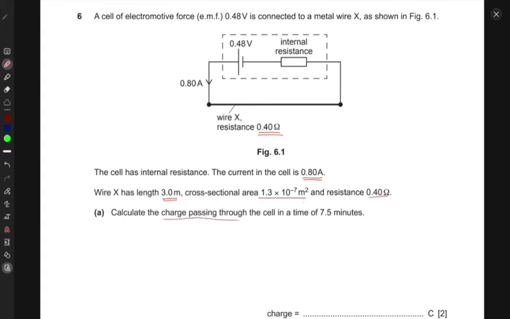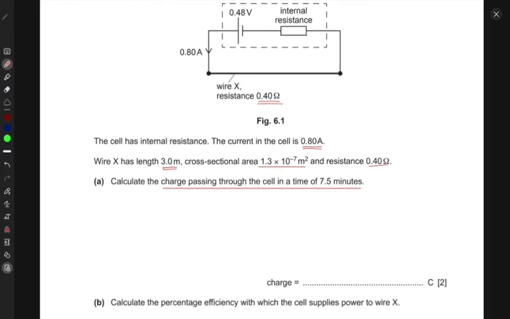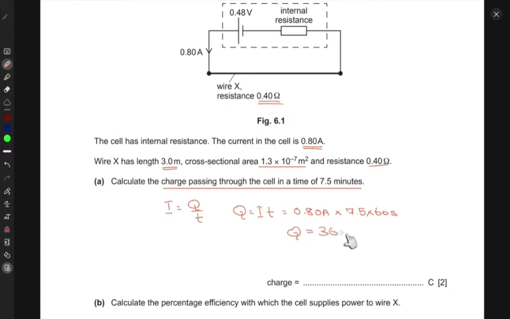We are required to first compute the charge that passes through the cell in the time of 7.5 minutes. Now, it's pretty straightforward because we know that current is defined as the time rate of flow of charges, which gives me charge as current into time. Now, the current that is flowing is 0.80 amperes, and it takes 7.5 minutes. 1 minute is 60 seconds. This would give me the charge that flows as about 360 coulombs.